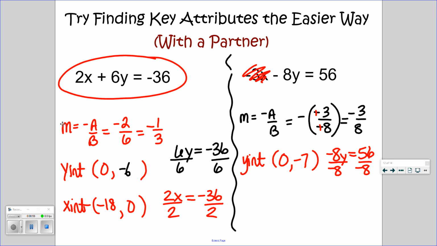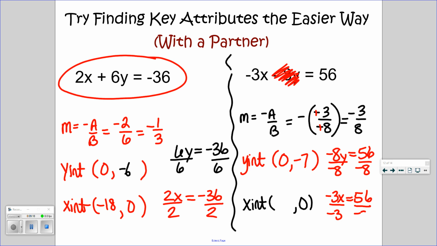And then for the x-intercept, y would be 0. So I will cover up y this time. And I get negative 3x equals 56. Divide by negative 3. And that's going to be negative, let's see, that's 1, 26, 18. I believe it's 2/3. If I'm wrong, don't hate me. I think it's negative 18 and 2/3. You could, of course, leave it as a decimal.